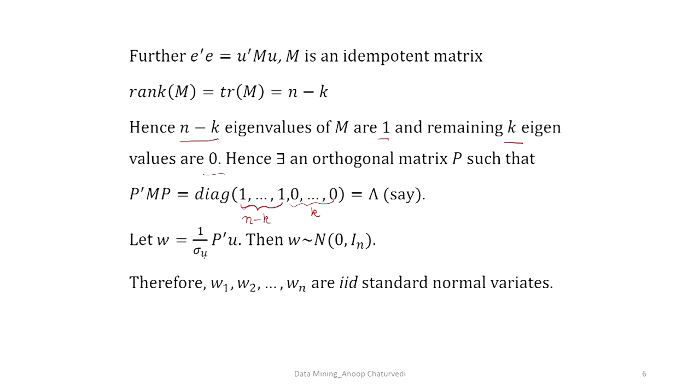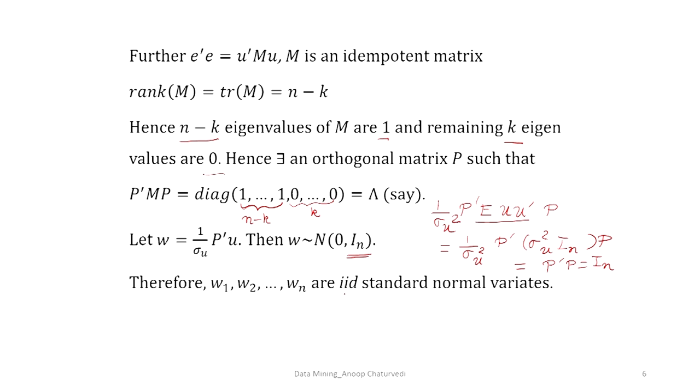Now, suppose w is equal to 1 upon sigma u p transpose u, then w follows normal 0, I n, because the mean of w is 0 and the variance covariance matrix is 1 upon sigma square u p transpose expectation of u u transpose p. Expectation of u u transpose is equal to sigma square u I n, and since p is an orthogonal matrix, you take sigma square u outside, this will cancel out, you get p transpose p here, and p transpose p is I n. So, you get this variance covariance matrix for w.